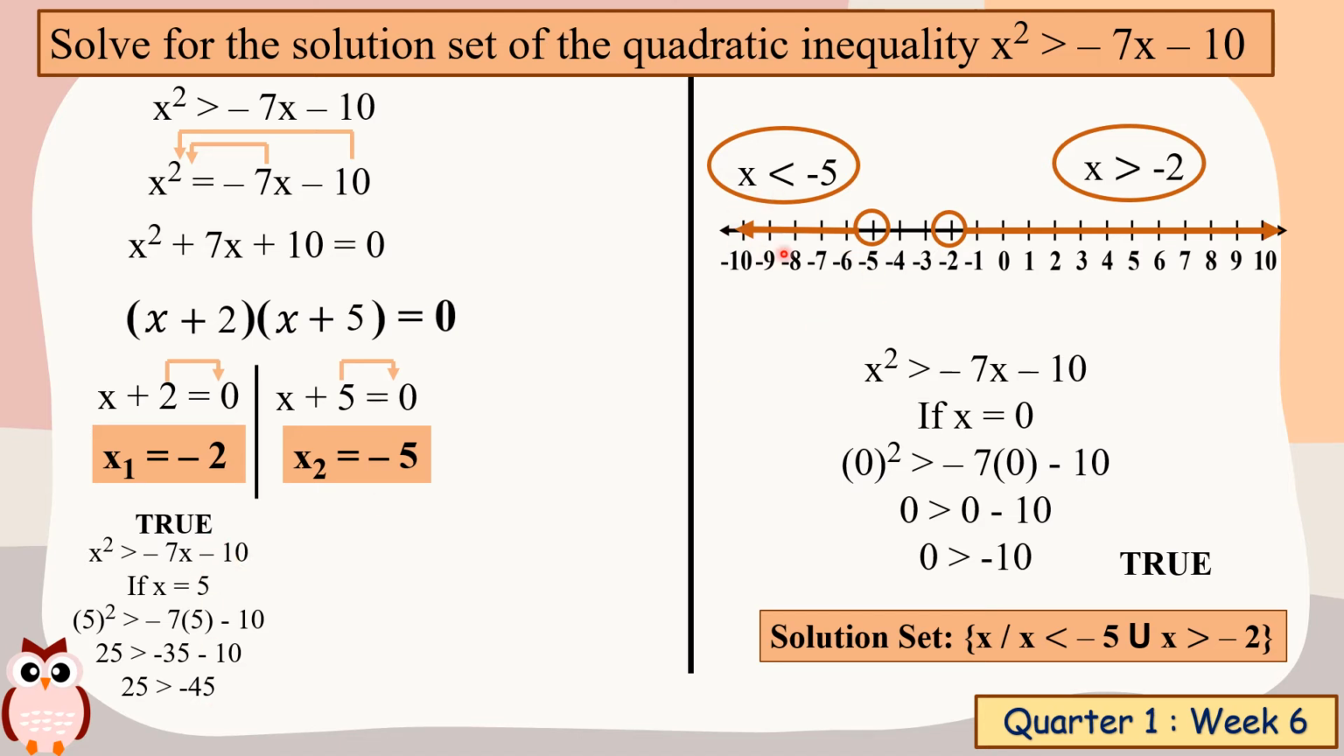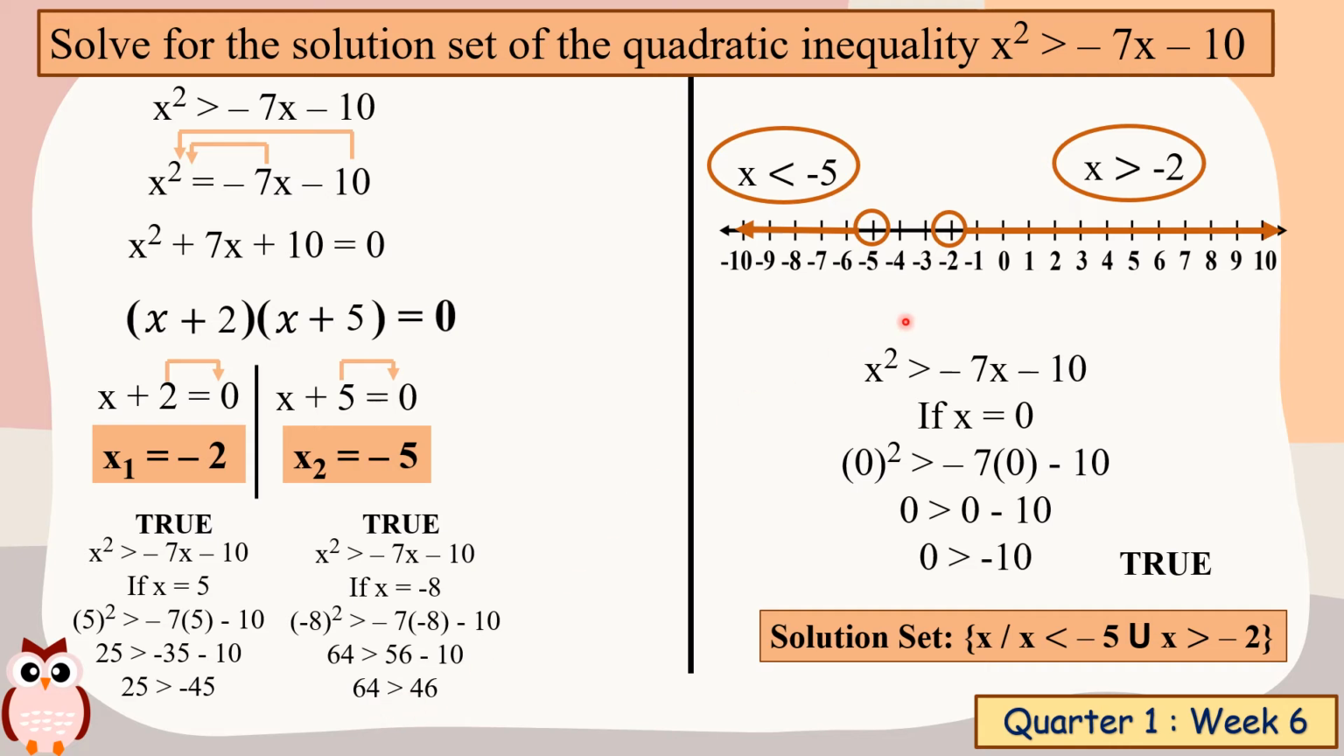Next, on the left side naman ng ating graph, I'm going to use here -8. So I have to substitute -8 from the given quadratic inequality. So you have to solve. And as you can see, 64 is greater than 46. That also make your inequality true.